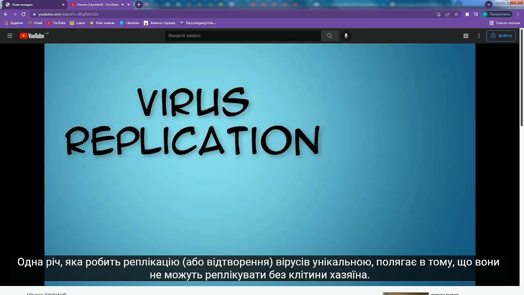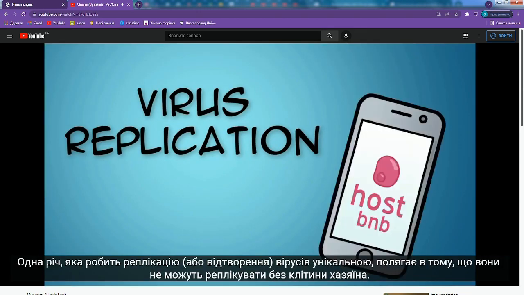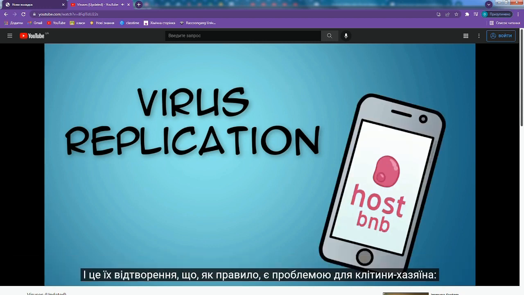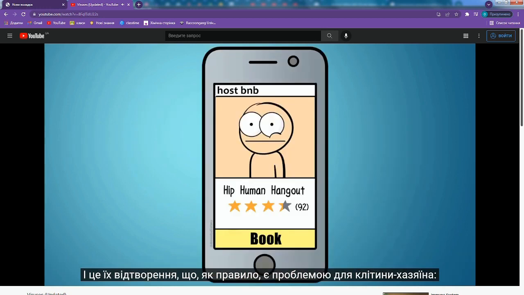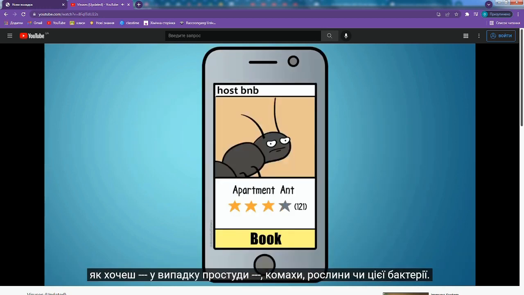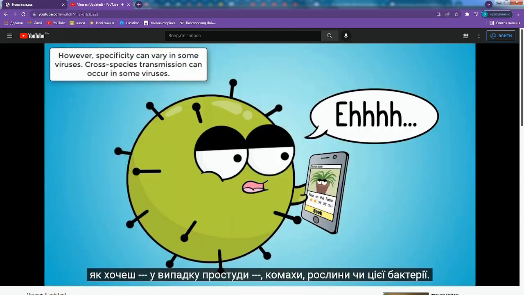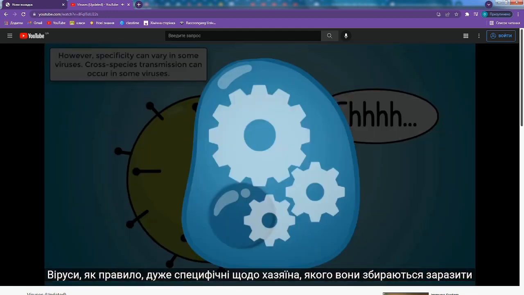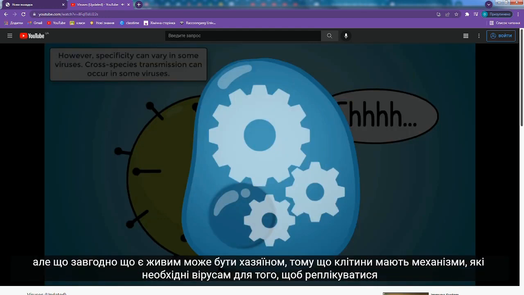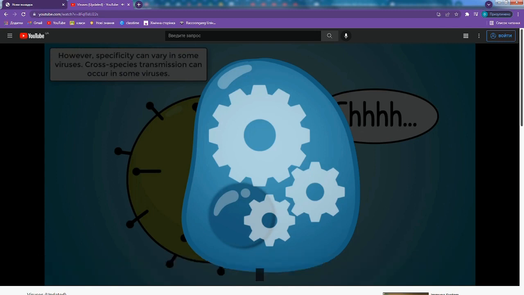One thing that makes virus replication or reproduction unique is that they can't replicate without a host. And it's their reproducing that tends to be a problem for its host, whether the host is you, in the case of the common cold, or an insect, plant, or bacterium. Viruses tend to be very specific for the host that they're going to infect, but anything that is alive can be a host because cells have the machinery that viruses need in order to replicate.